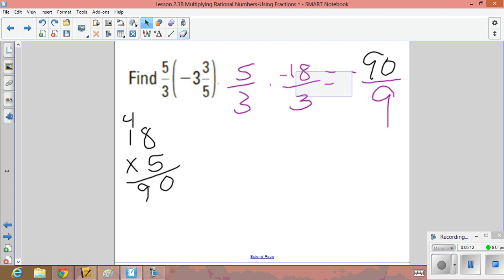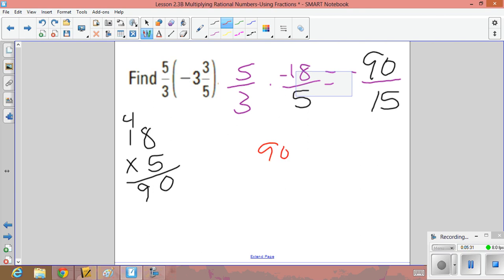My mistake. My denominator should stay 5. So we get 90 over 15. Thought that looked too easy. Okay, there we go. So now what we're going to do is just take 90 and divide it by 15.